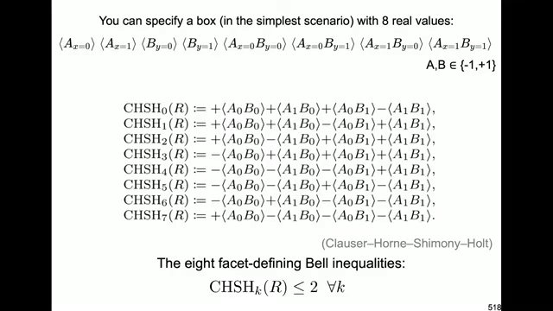And these are called the CHSH inequalities, named after the people who first derived them, Clauser, Horne, Shimony, and Holt. And you can prove that these 8 inequalities are the only non-trivial Bell inequalities for this simplest scenario, where there are 2 parties, binary outcomes, and binary settings.